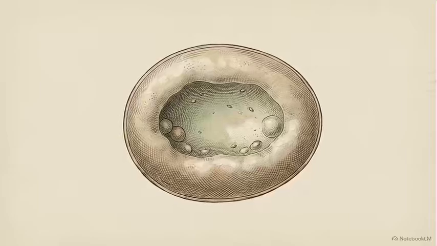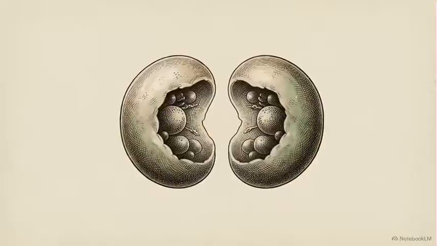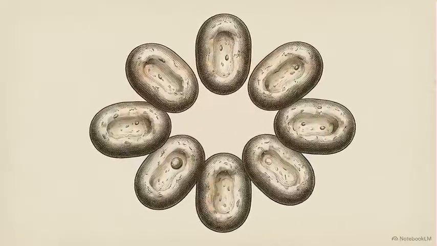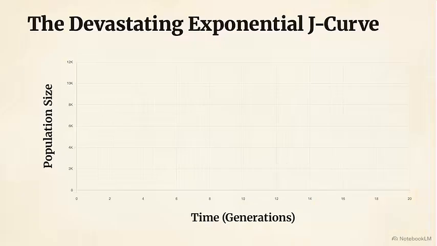Let's start with a thought experiment. Imagine a single microscopic cell dividing into two, then four, then eight. If that microorganism reproduced without any environmental restrictions whatsoever, its offspring would rapidly multiply until they eventually outweigh the entire planet. This chart illustrates the exponential growth model.